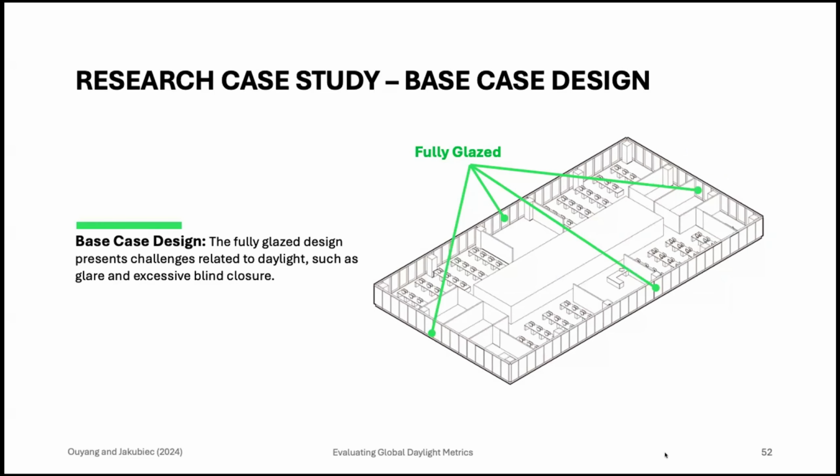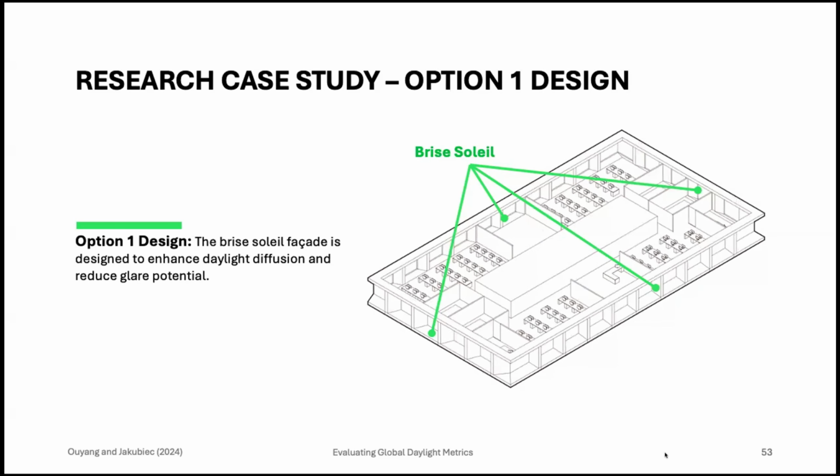The base case model features a fully glazed or curtain wall system, which is a common design in modern office buildings. Despite its popularity, this design is known to present challenges related to daylight, such as potential for glare and excessive closure of operable window shades. Option 1 is designed with daylight optimization in mind. This model incorporates brise-soleil windows to enhance daylight diffusion and reduce glare potential. This approach represents a more careful engagement with daylighting principles in facade design.